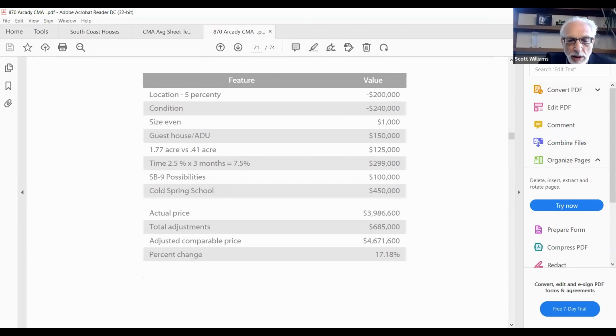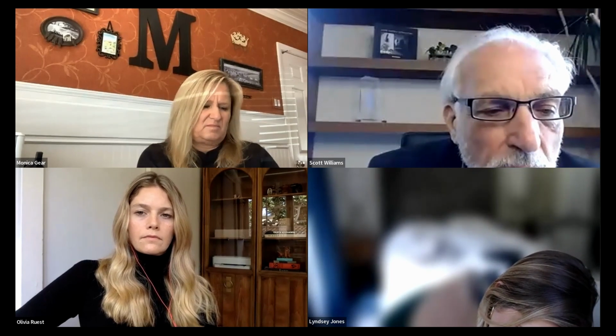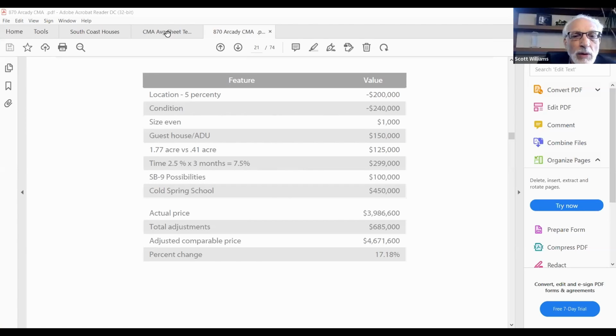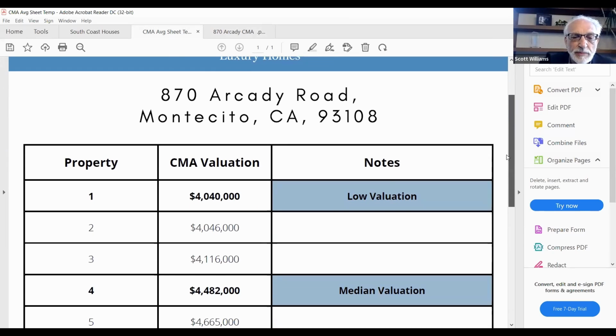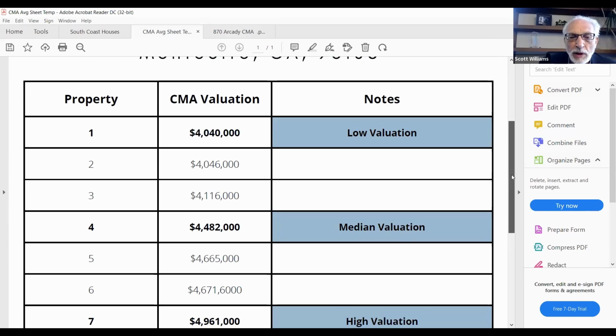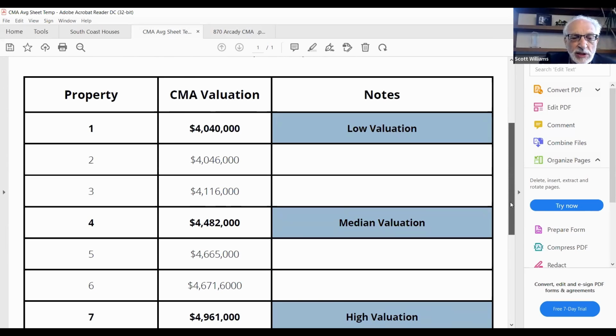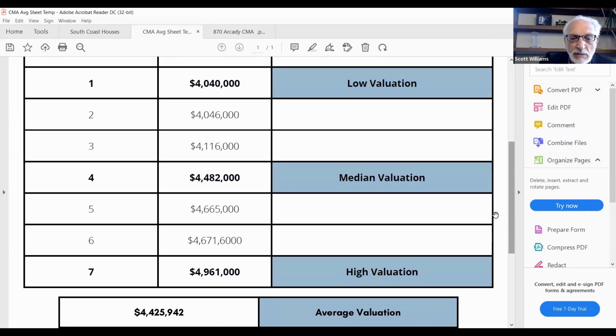Let's go back. Let me get my screen share. I want to get a different screen up here. And where is, okay, there it is right there. Okay, so here, what you see here, because I did 7 different properties where I did all the adjusting. And I want to get this up on the screen where you can see them all at the same time.